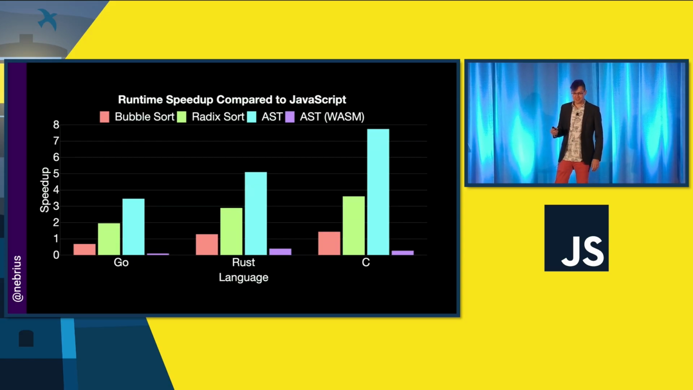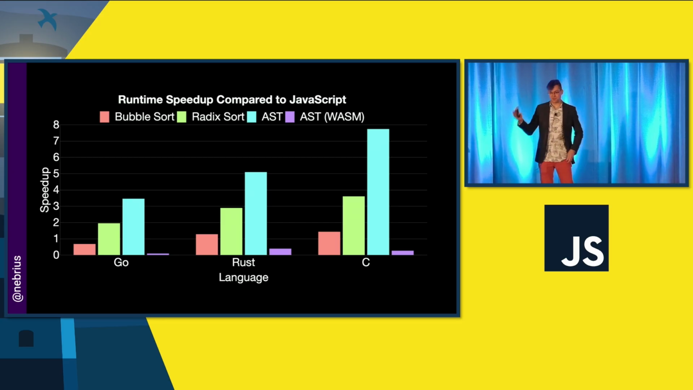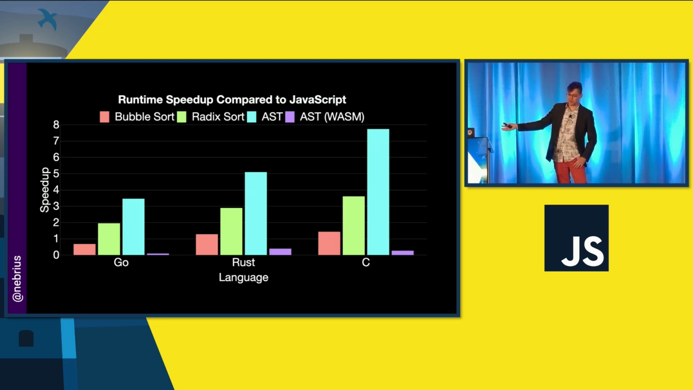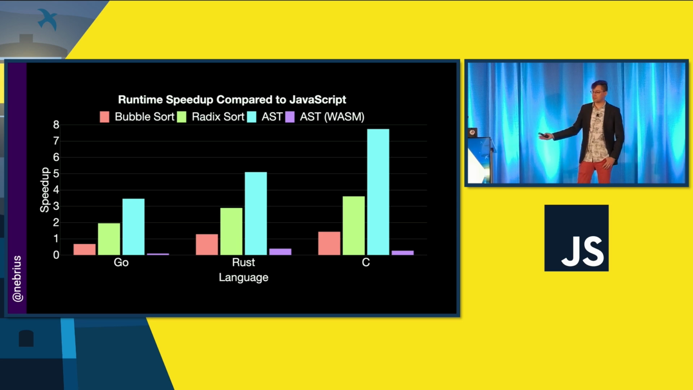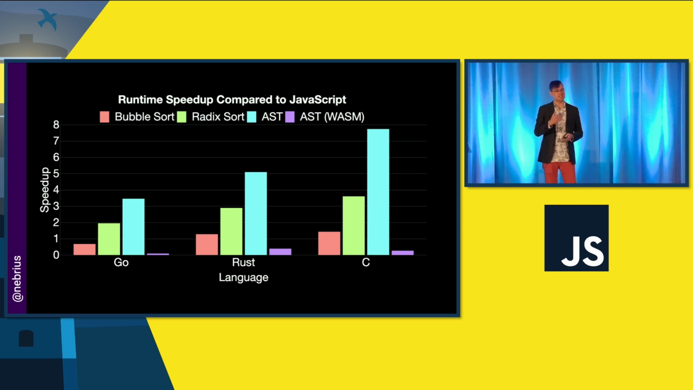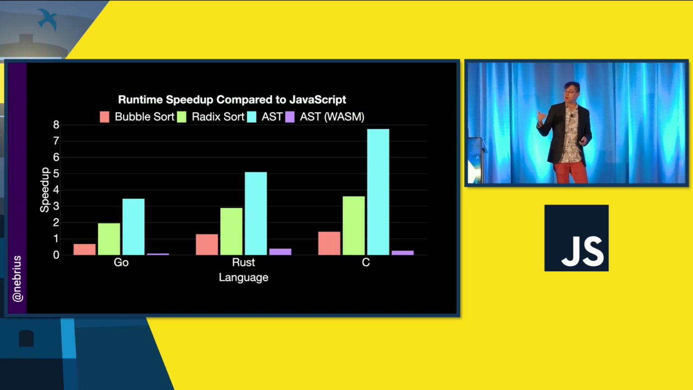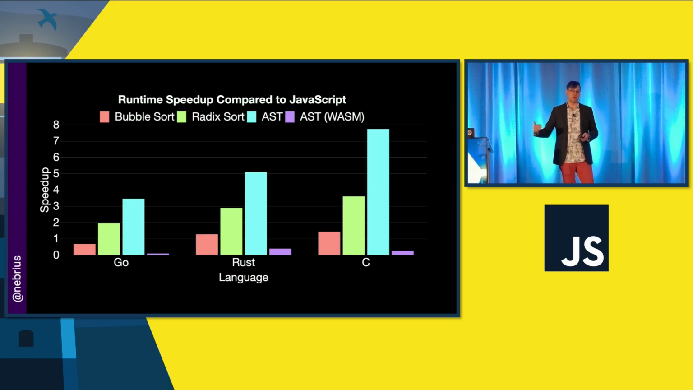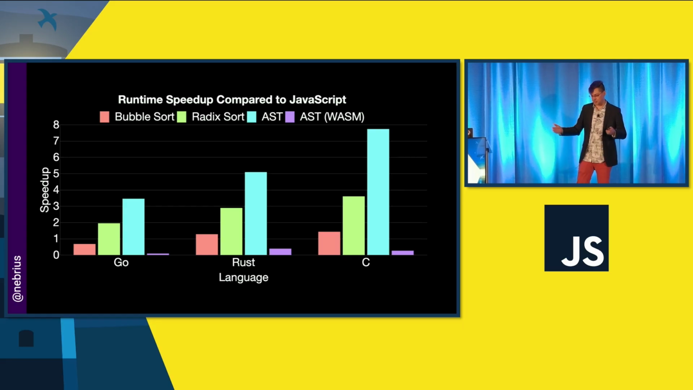So let's bring all of these numbers together, and let's look at the actual speedup we see. This chart shows speedup of each of these 4 languages across our examples versus JavaScript. And by speedup, I mean a value of 1 means it's exactly the same. A value of 4 means it's 4 times as fast. A value of 0.5 means twice as slow, and so on and so forth.